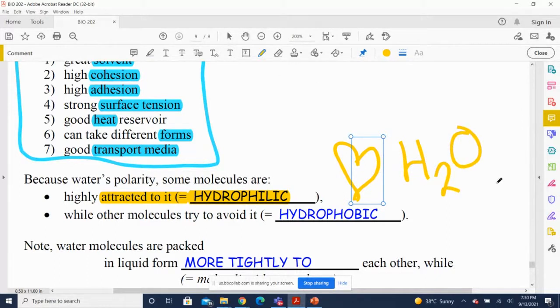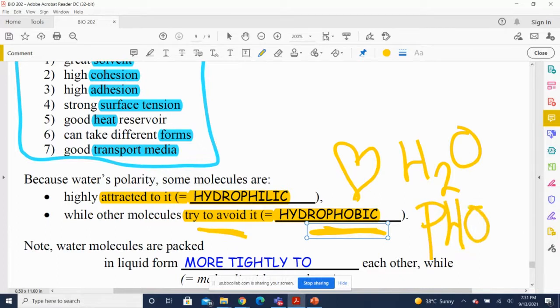And then we have other molecules that are hydrophobic. Well, if you think of what hydrophobic would mean, they try to avoid it. If you have a phobia of something, you definitely don't want to hang around with whatever you have a phobia of. You try to get away from it. If you have a phobia of spiders, you're not going to go and hang out with spiders. So those molecules that are hydrophobic, they avoid water. They do exactly that. They try to stay away from water.